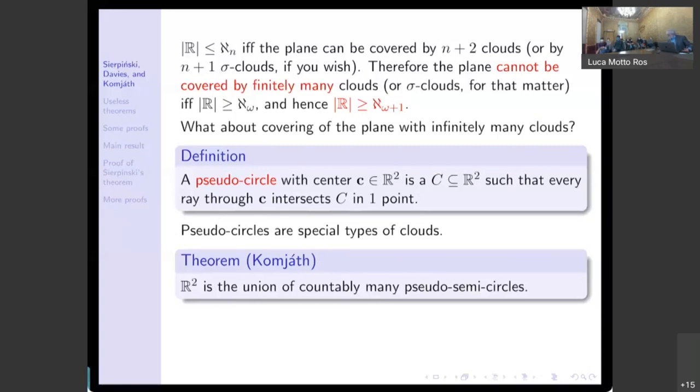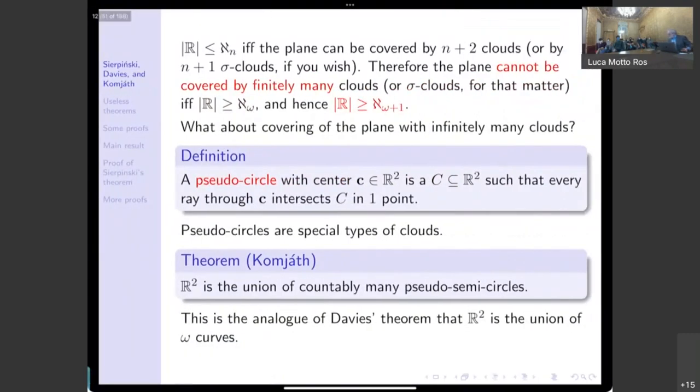So Komjáth, actually in that paper, proved that R2 is the union of countably many pseudo circles. There is no same way. I mean, you can tamper it, and you can even say that given any line, you just get either a point on one side or a point on the other. I forgot to write this one. Pseudo circle. So this is the analog of Davies's theorem, in some sense, that says that R2 is the union of aleph zero many curves.